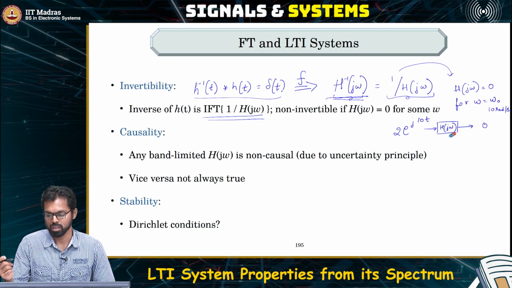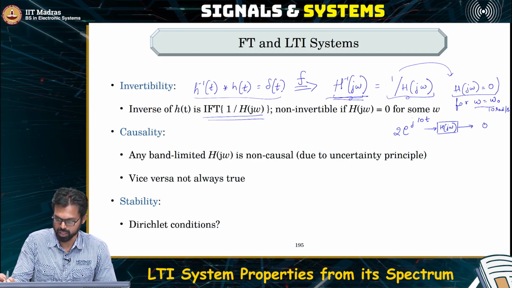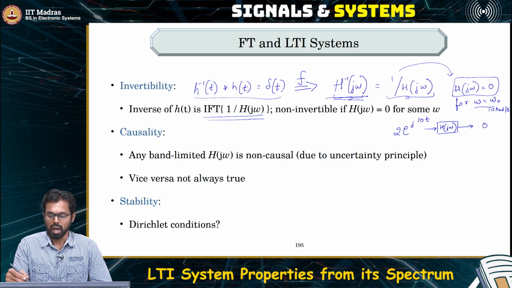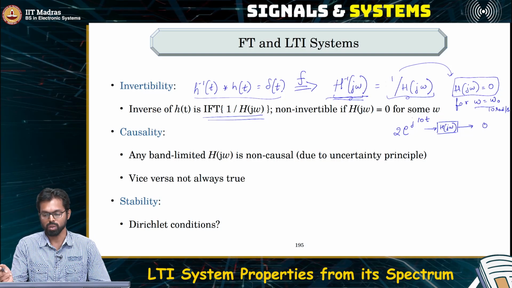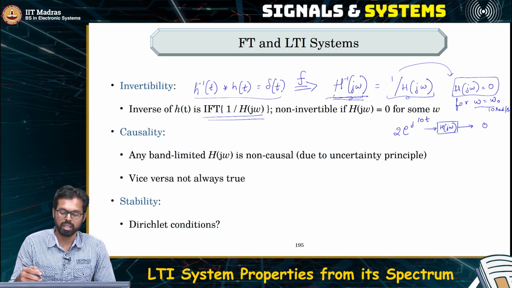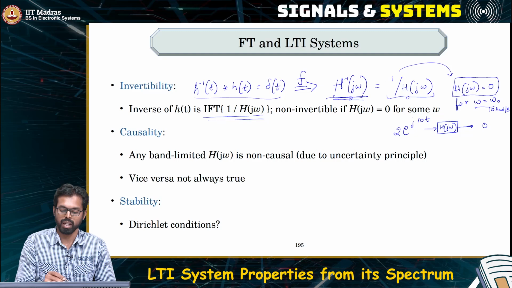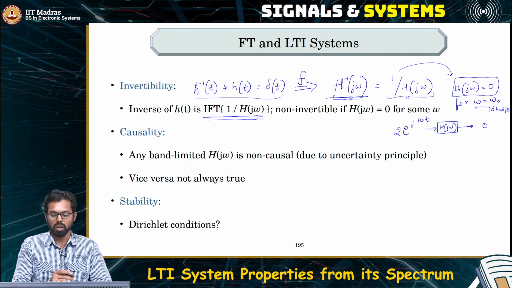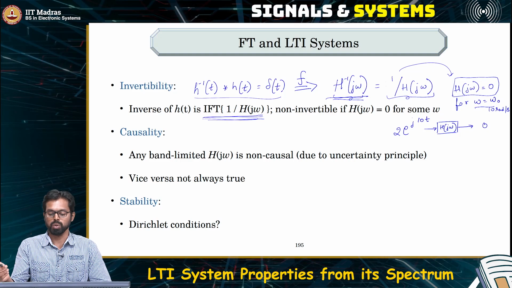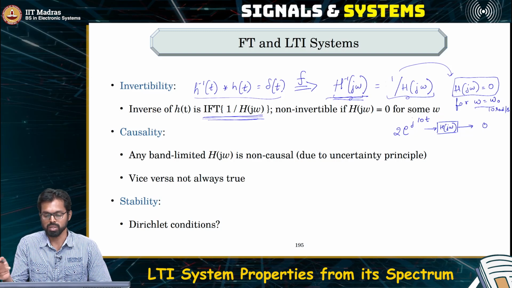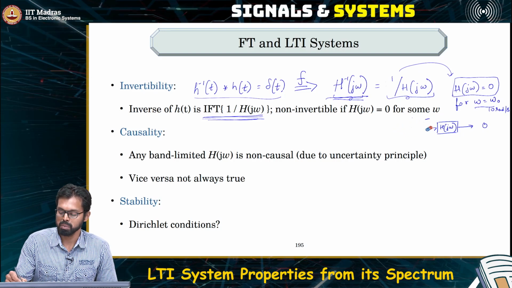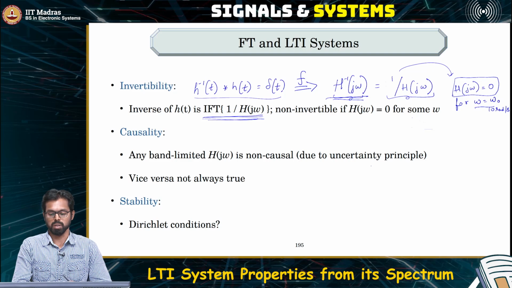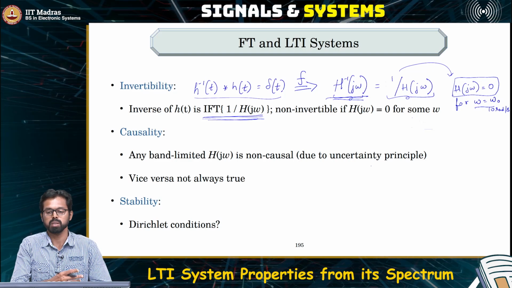So whenever there is an omega value for which H of j omega is 0, then the corresponding LTI system is a non-invertible LTI system. As long as H of j omega is non-zero for all values of omega, then the corresponding system is invertible, and we can find the inverse of this spectrum using the inverse Fourier transform, which gives us the impulse response of the inverse of the system. So this helps us to find out if a system is invertible or not, and if it is invertible, what the inverse of the system is. The Fourier transform helps us to find this in a very simple manner.